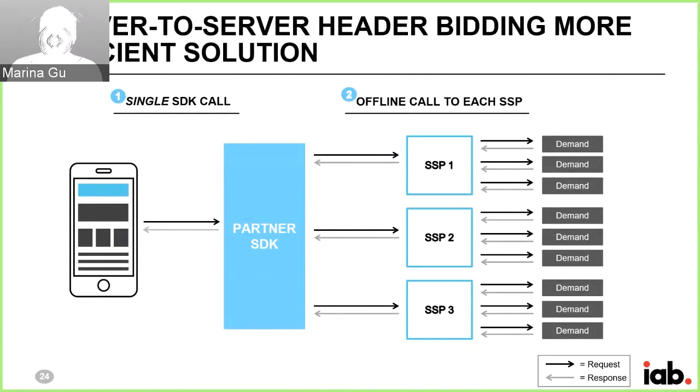So in this environment, for simplicity, I've kept the same number of SSPs, but when you have that call to each SSP happening offline, you can actually have a greater number of SSPs because, A, you don't have to integrate each individual SSP SDK, and then B, you don't have the load of all of that activity happening through the app. You can basically have that happen in an offline server that wouldn't have load on the user experience.